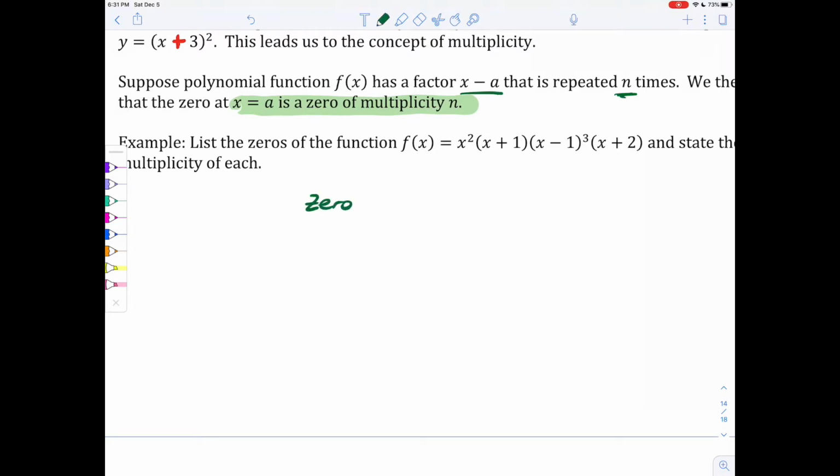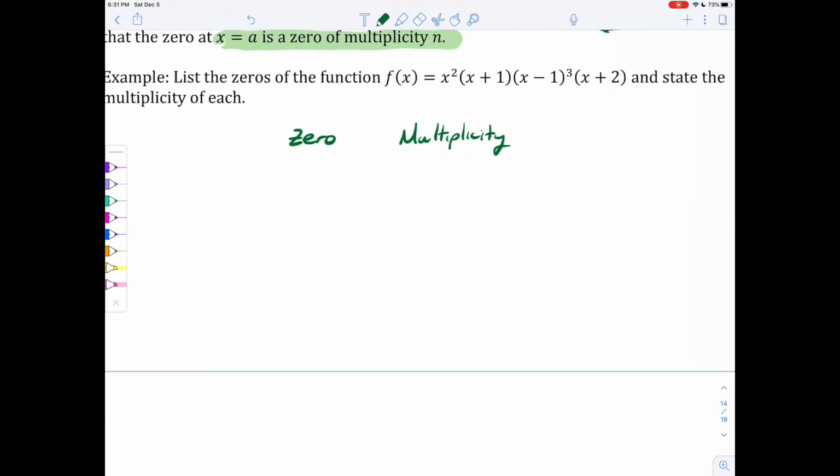The particular 0 and its multiplicity. I encourage you, of course, to take a stab at this. See if you can take that definition and work with what we've got. See if you can determine the zeros of this function and the multiplicity of each. I, of course, will be doing so right now.